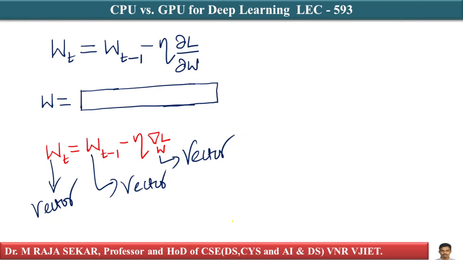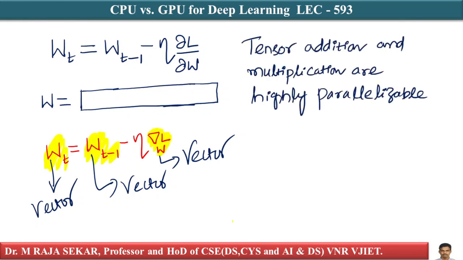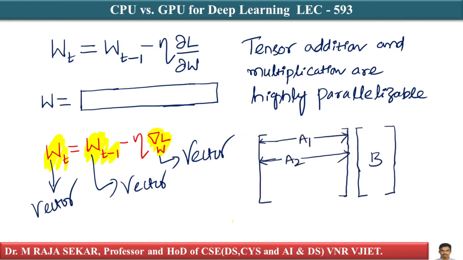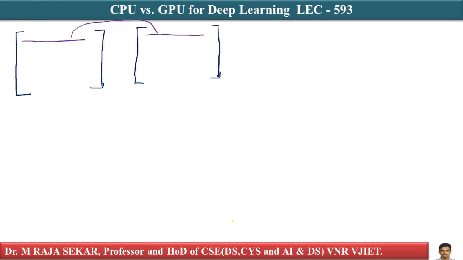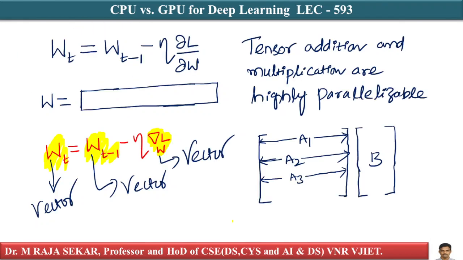To be precise, it is tensor operations, basic operations like multiplication and addition on tensors. These tensor additions and multiplications are highly parallelizable. That's important. You have seen the example of A1 into B, A2 into B, A3 into B. All these are parallelizable tasks.